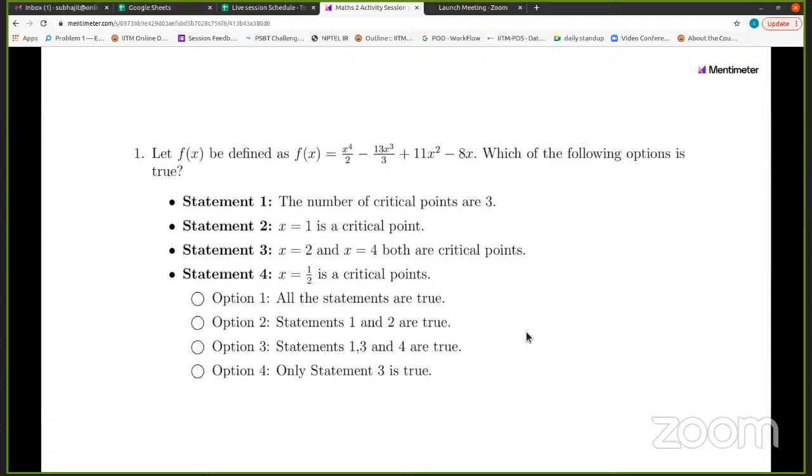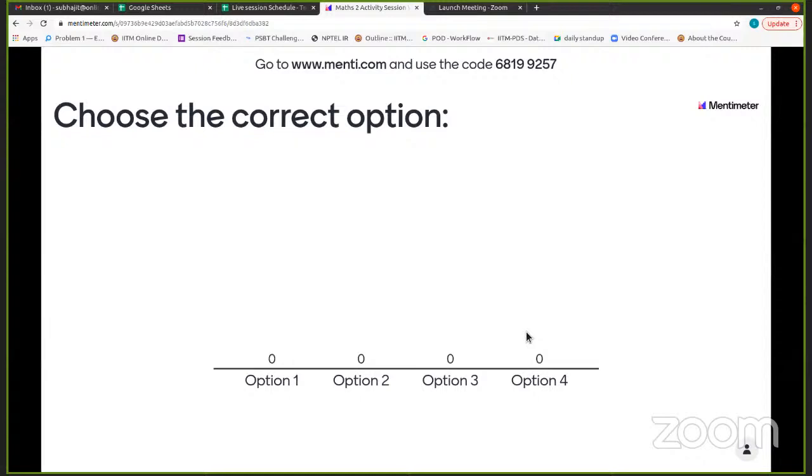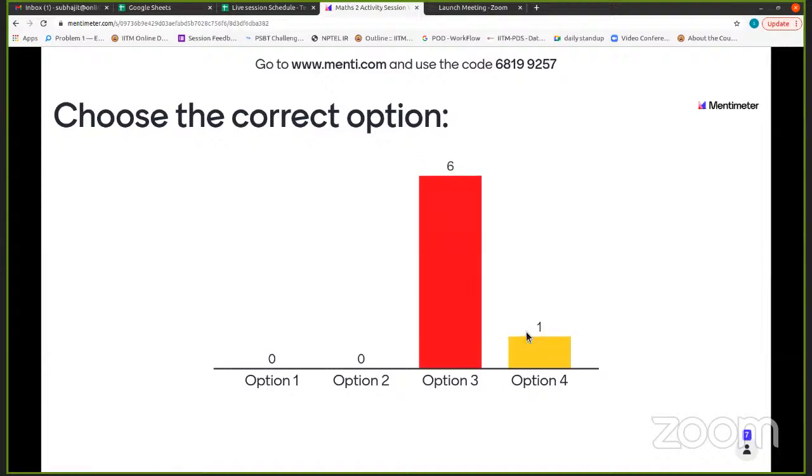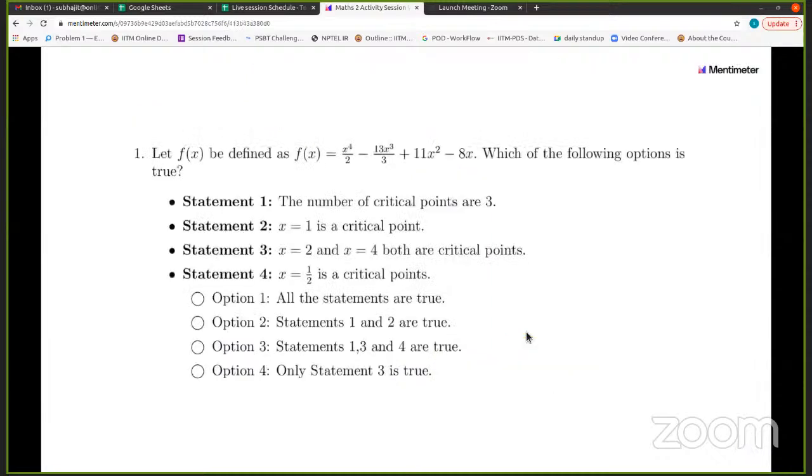Yeah. So should I go to the next page where you can give the answers? Have you calculated the critical points? Yes, sir. Okay. So I will go to the next page where you can give the answer. Then I will discuss this with you. You can use the code and give the answers. Let me go back to the first page and see the options.